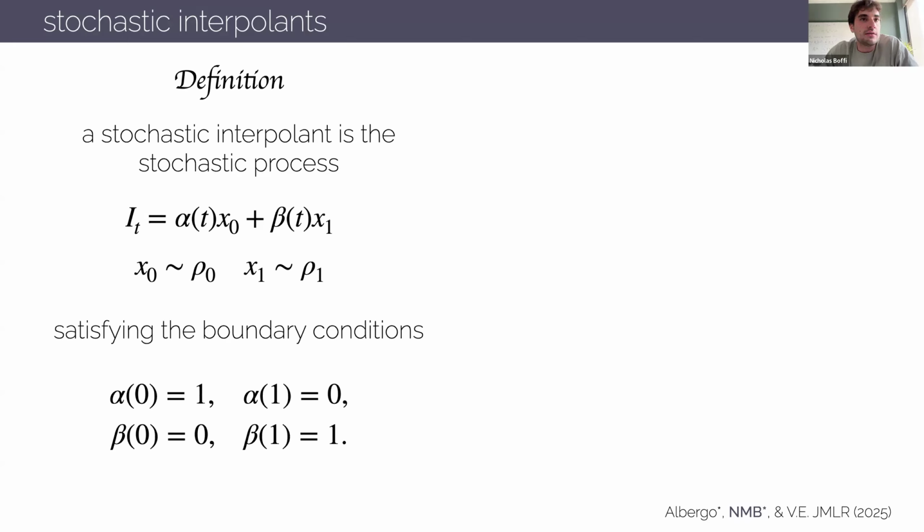So we take this interpolation, and these are very general constructions that basically assume that I start at x0 and end at x1. Okay, so this is a very simple definition. What are the key properties?